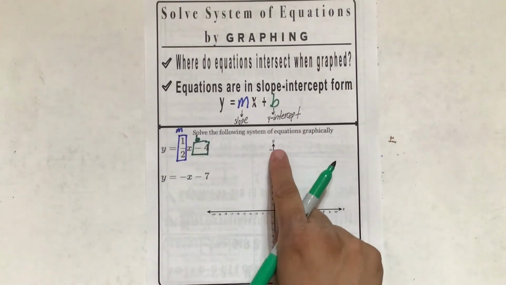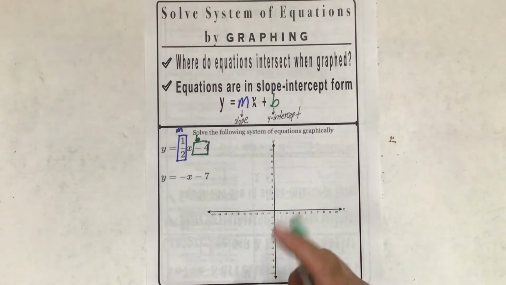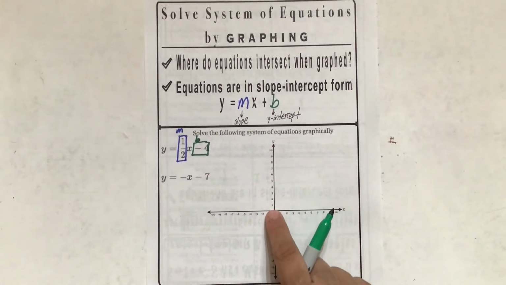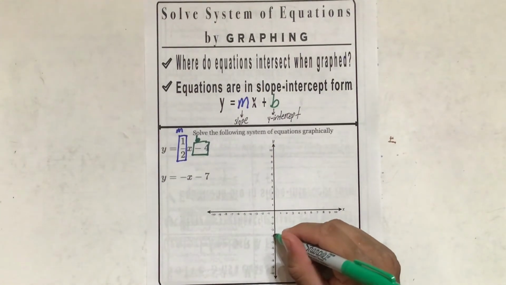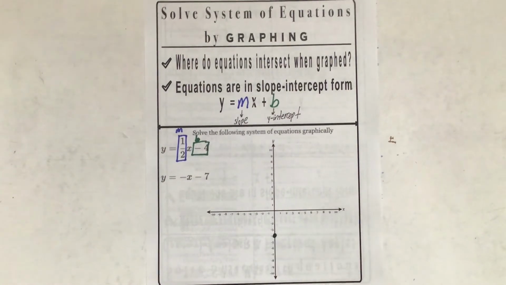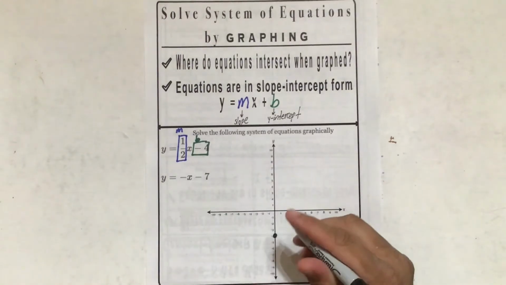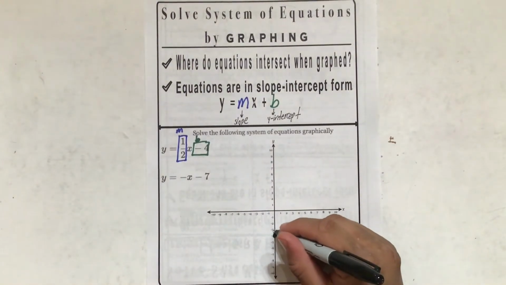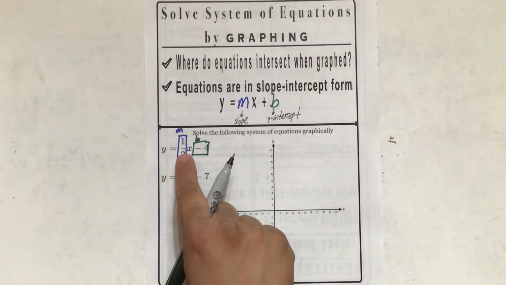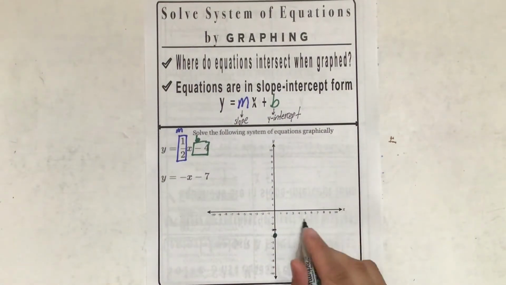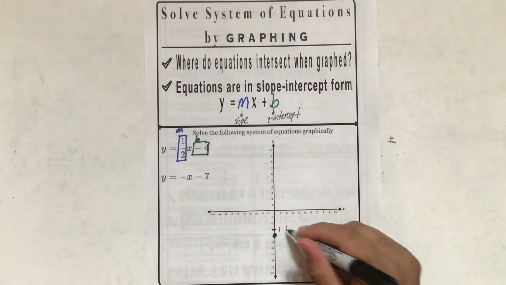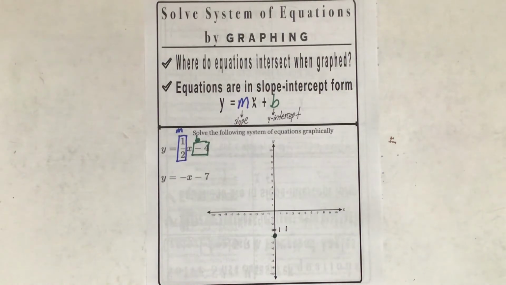B is the y-intercept. So on y, where is negative 4? On this axis right here, and negative 4 is right there. So I'm going to put a point there. Now, I'm going to move, and the slope tells me how to move. So this slope says 1 over 2. Positive 1 means up 1, so I'm going to go up 1. Over positive 2 means to the right, right? The numbers are positive to the right. 1, 2.